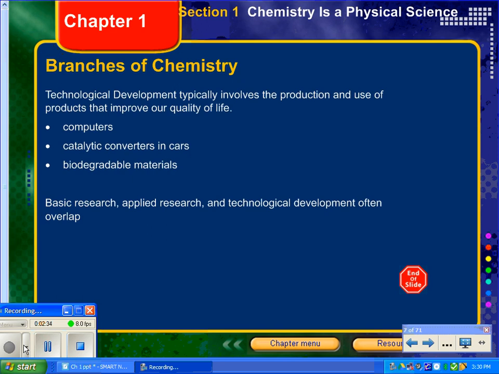One way that chemistry helps society is through technological development, and we see lots of this in the examples they give: computers, catalytic converters in cars. This reduces pollution. Biodegradable materials. There are potato chip companies now that produce potato chip bags that will biodegrade in the ground within 30 days. So even though we don't consider a potato chip bag technology, it is a technological development.